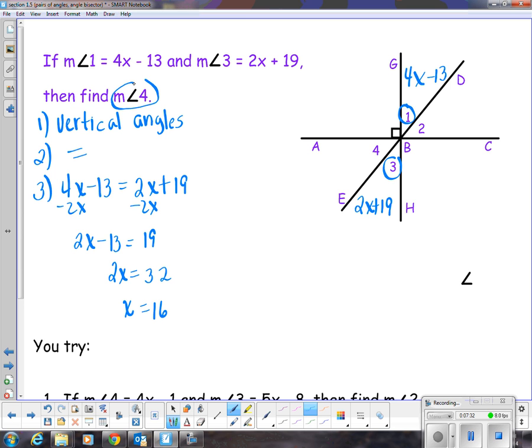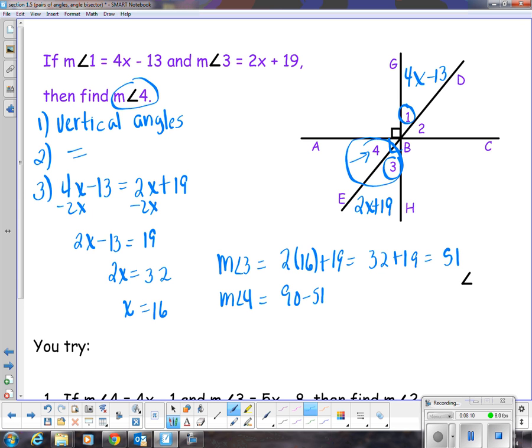Now, what did they ask for? They asked for the measure of angle 4. Well, here's 4. And 4 is not equal to 3, and 4 is not equal to 1. But the relationship between 3 and 4, if this angle's 90, then this angle's 90, which means they sum to 90. So if I can find the measure of angle 3, that's going to be 2 times 16 plus 19, which is 32 plus 19, which is 51. All right, then I know the measure of angle 4 is going to be 90 minus 51, or 39.